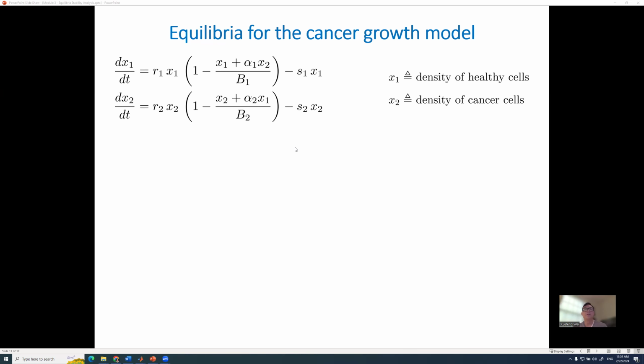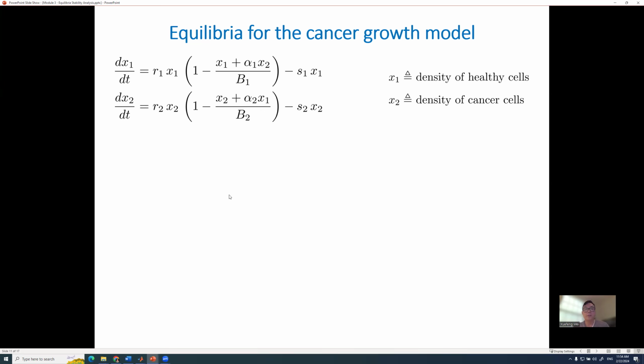So these two equations will represent how healthy cells and cancer cells can grow or proliferate and compete in a living host. Before we attempt to solve these equations, let's look at the equilibrium points. As we have done several times before, the equilibrium points are reached when the derivatives are zero. So we can obtain the equilibrium points by solving the two algebraic equations on the right-hand side.